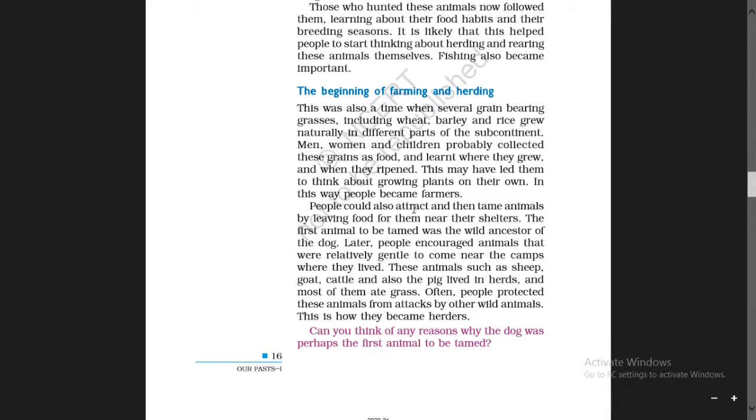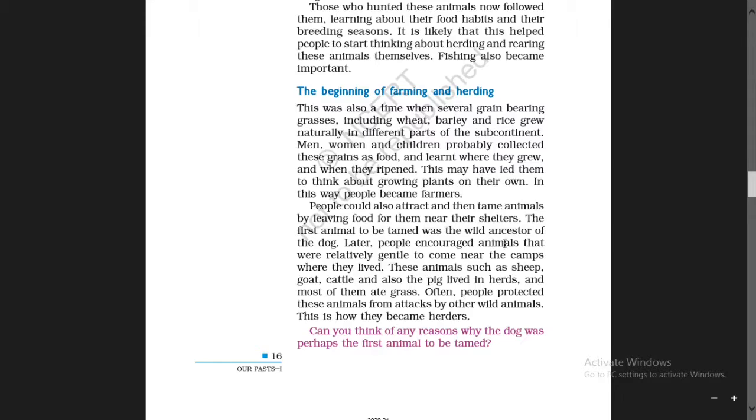People could also attract and then tame animals by leaving food for them near their shelters. So people started to domesticate animals, to tame animals by leaving food for those animals near their houses, shelters, or homes. The first animal to be tamed was the wild ancestor of the dog.